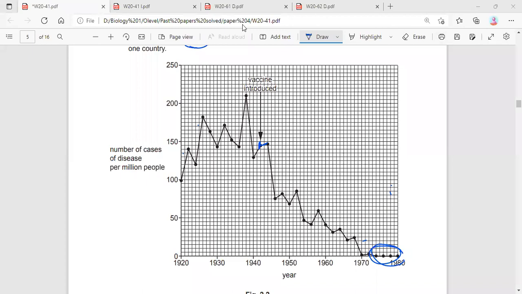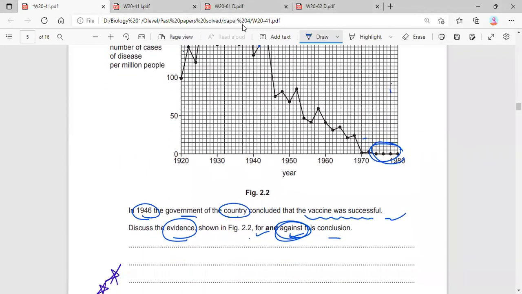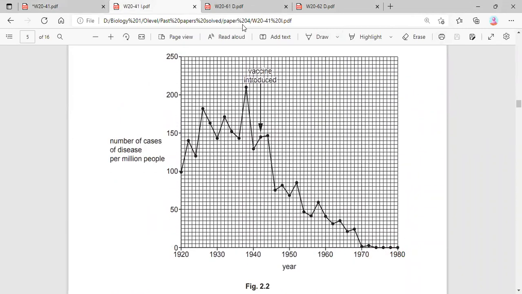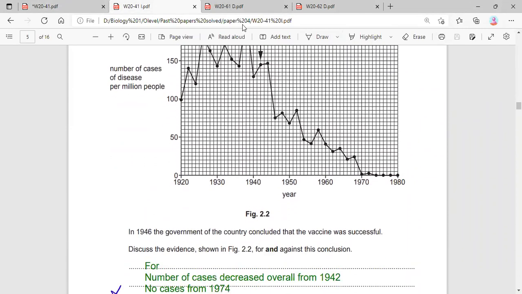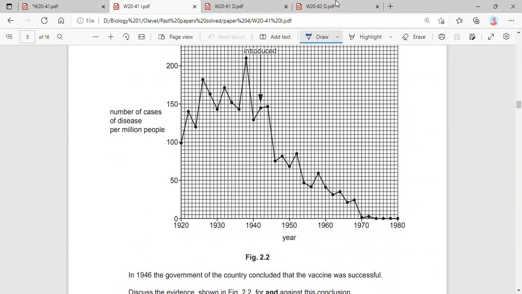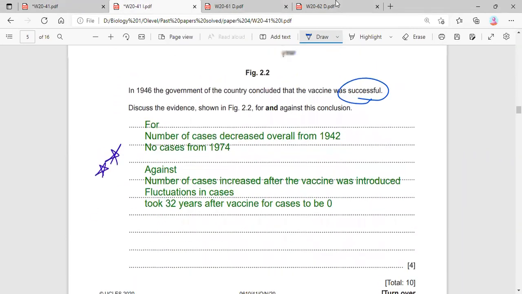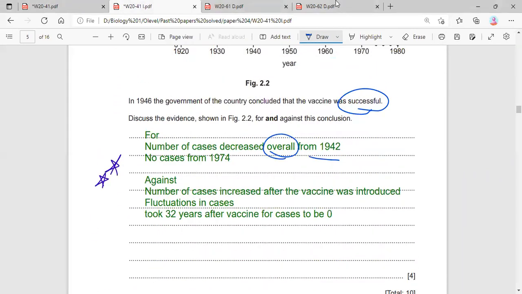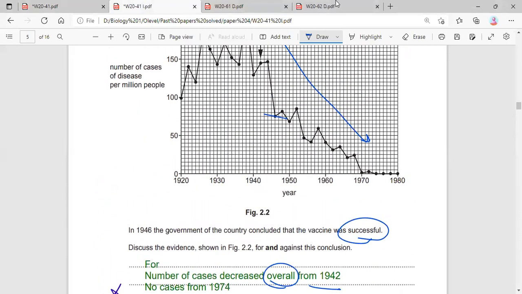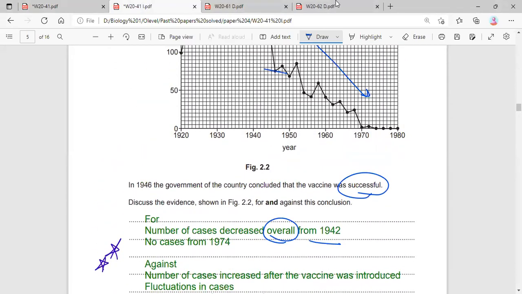Again, in the questions that ask you for evidence for and against, you have to look at the graph, and you will find points that support the sentence and points that are against the sentence. Okay? What supports the sentence? What supports that the vaccine was successful? Number one, the overall cases decreased. The number of cases decreased overall from 1942 when you administered the vaccine. Number two, starting from 1974, there are no cases, 0 cases. So this means it was successful.